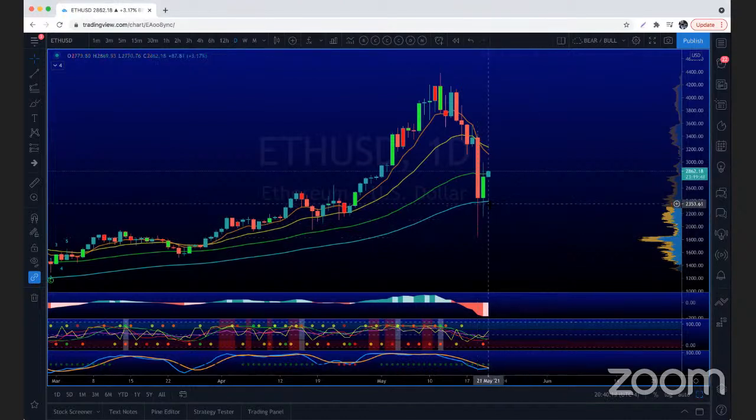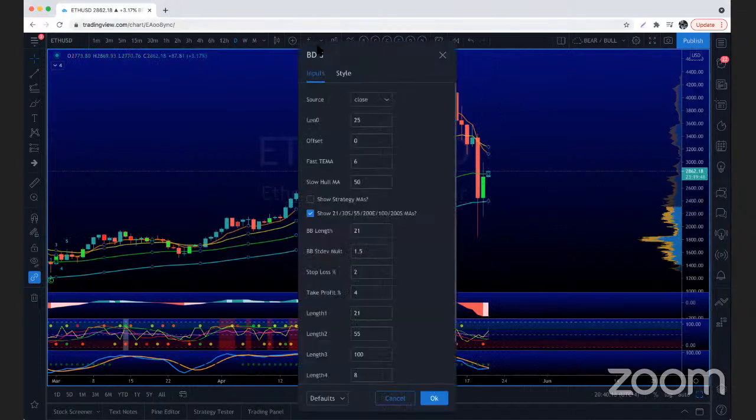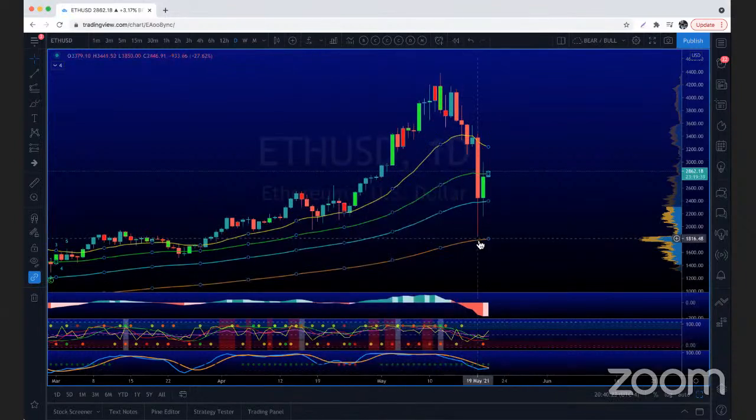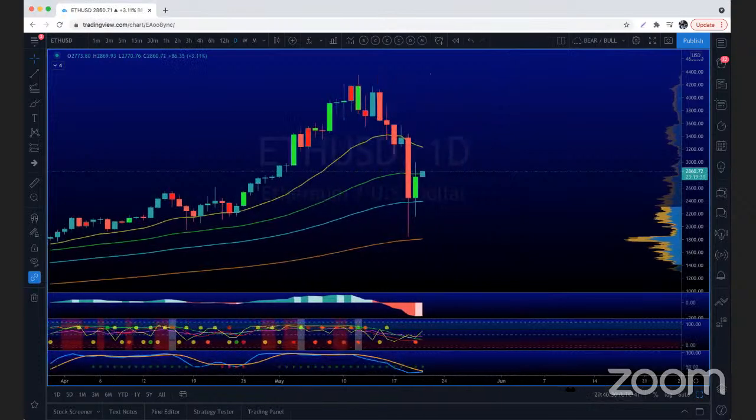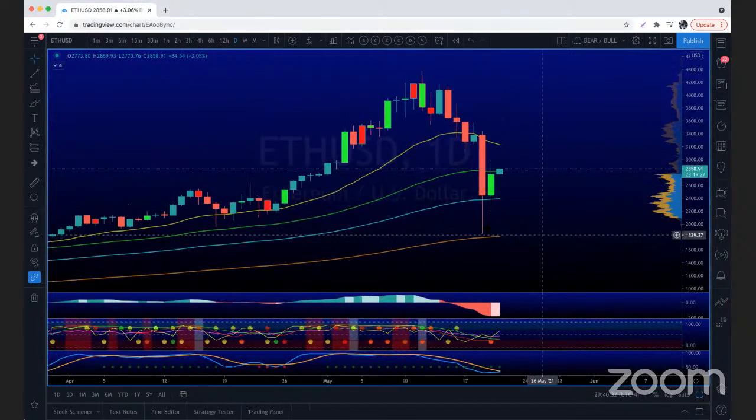Looking at the daily, this is the 100. Let me adjust my moving average here, because I want to put the 200 daily on here. Didn't quite test the 200 daily. So I put a tweet out there yesterday. I said a lot of people are looking to buy that 200 on the daily, and we didn't get there.